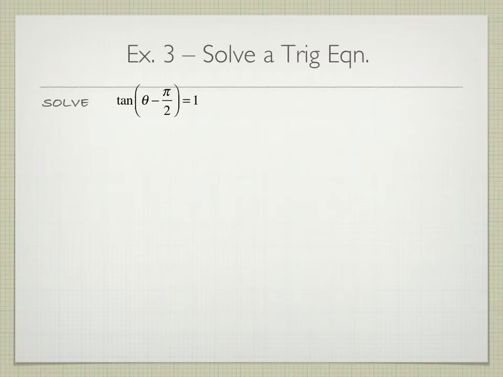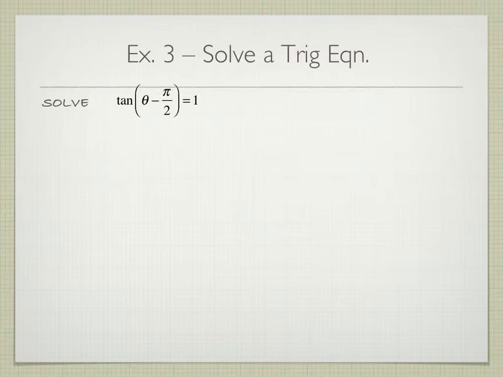Okay, example 3. Solve tangent of theta minus pi over 2 equals 1. This is going to be very similar to the method that we used in example 2. We're going to set alpha. We want to again make this part simpler, so we're going to substitute that expression inside with alpha.